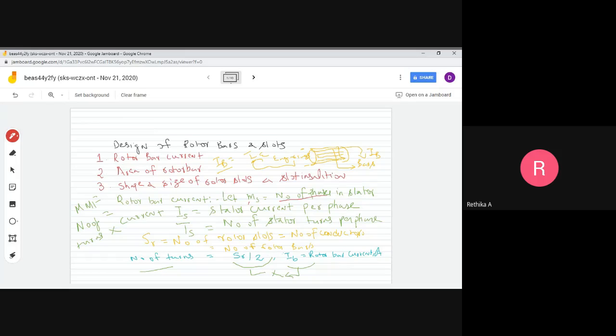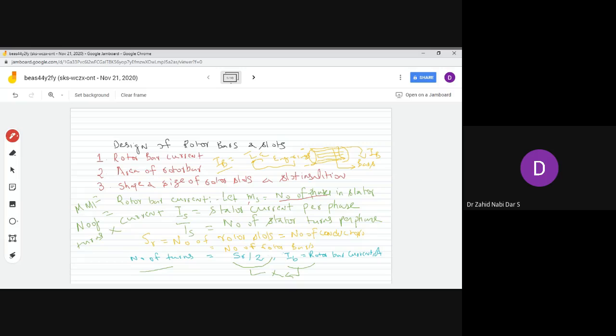Okay, so this is the design of the rotor bars and slots. Basically, this is the rotor bar, the bars of the rotor are connected, and on the downside you can see these are the end rings. These two end rings are there. So we have to calculate the current in the rotor bars.